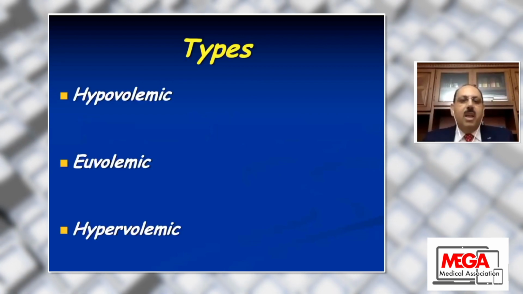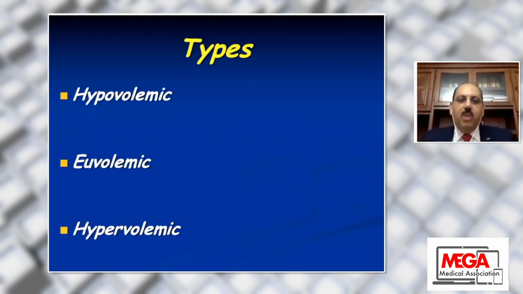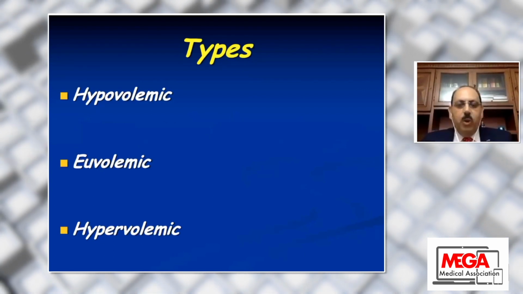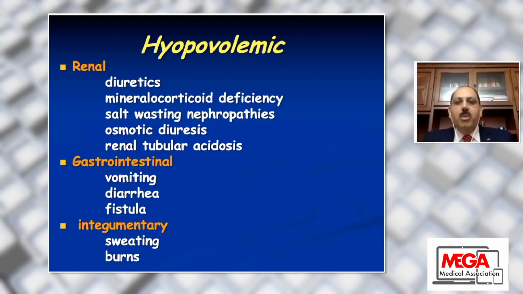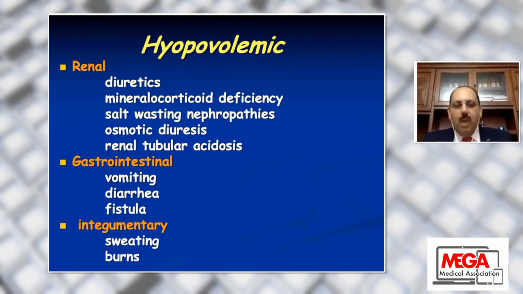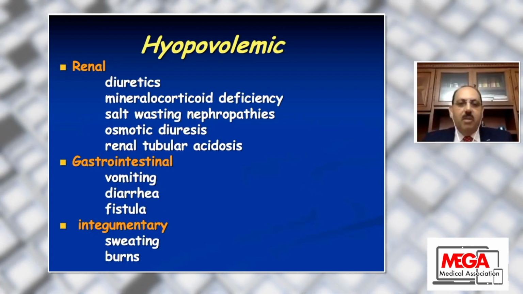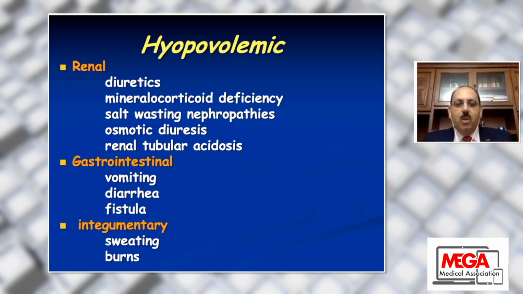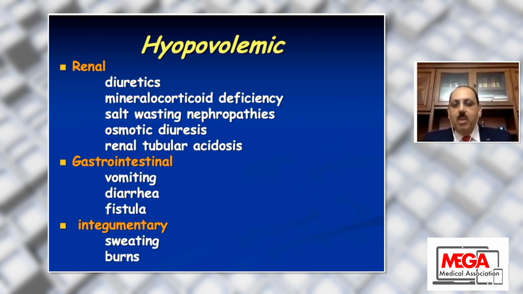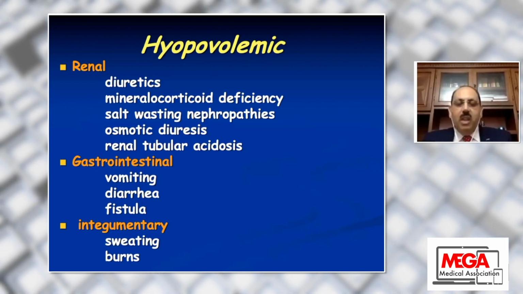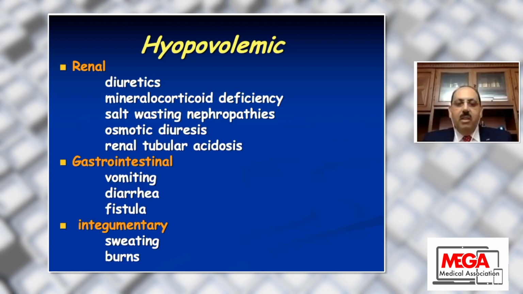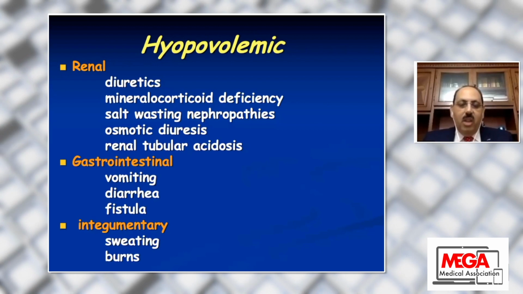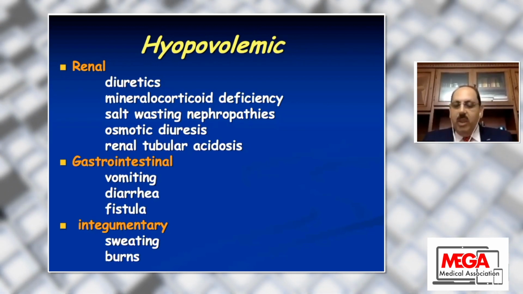According to the volume status of the patient, it can be classified as either hypovolemic, euvolemic, or hypervolemic. Hypovolemic hyponatremia means there are losses of water and sodium, either through the kidney by the effect of diuretics, mineralocorticoid deficiency, salt wasting nephropathy, where there are losses of sodium, potassium and other salts, osmotic diuresis, and renal tubular acidosis, or losses through the gastrointestinal tract in vomiting, diarrhea, and gastrointestinal fistula, or through the skin in sweating and burns.